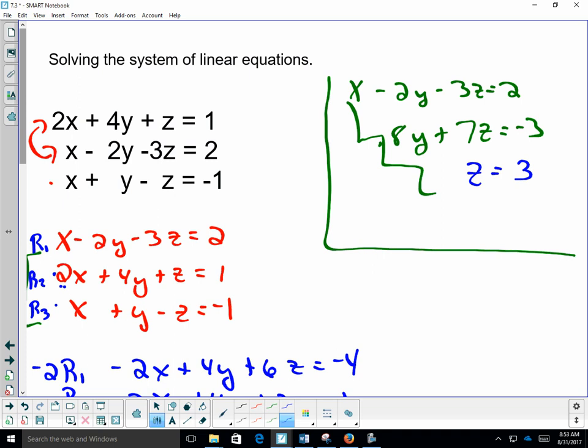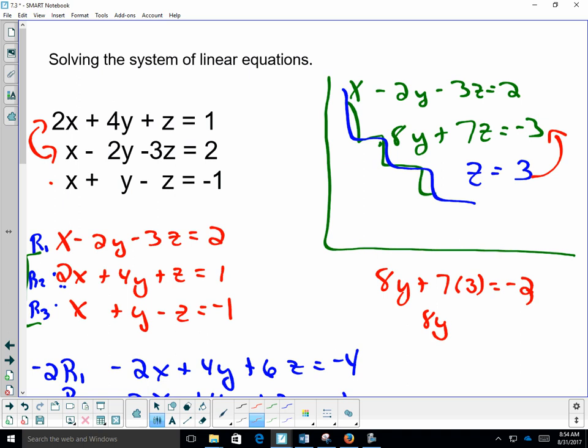Now I have that stair step that I wanted, so now what I'm going to do is use back substitution. I'm going to take this 3 and put it here. So I'm going to have 8y plus 7 times 3 is equal to -3. So I'm going to have 8y, that'll be 21. So 8y is equal to -24, y is equal to -3.